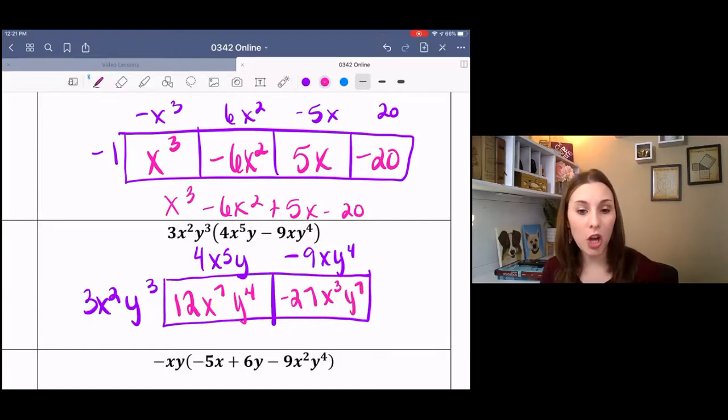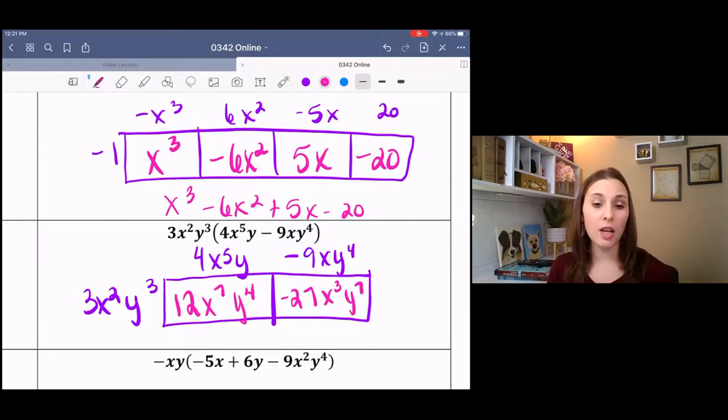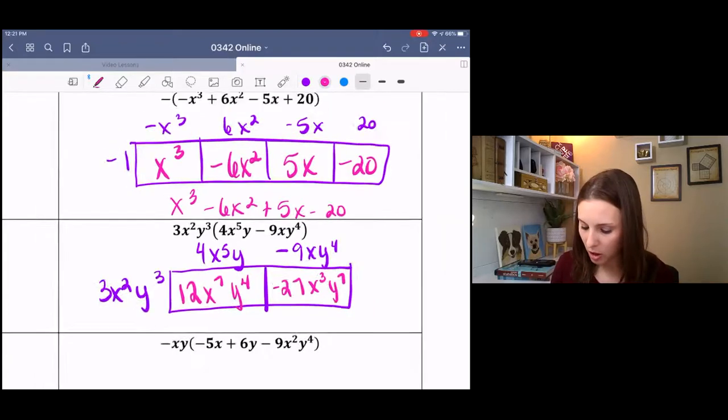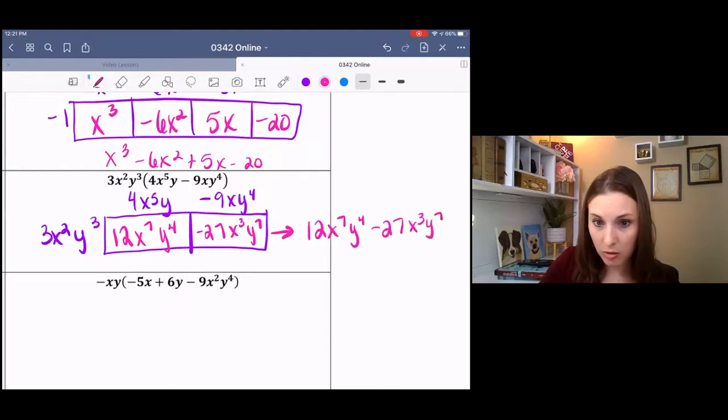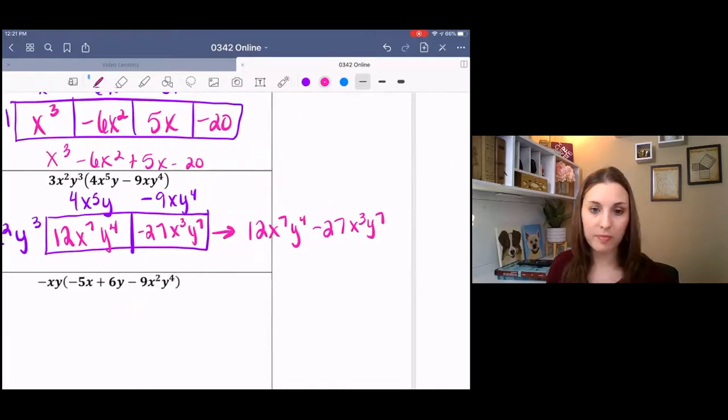And now you want to check, are those like terms? Can I join those two pink terms together? X to the 7th and x to the 3rd automatically disqualify it. I cannot add them together. So I just write that as my solution, my simplified answer, I should say. There we go. And that's it. It's your answer.